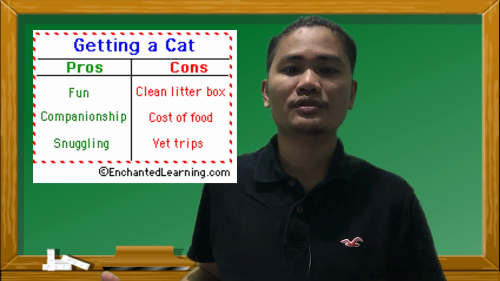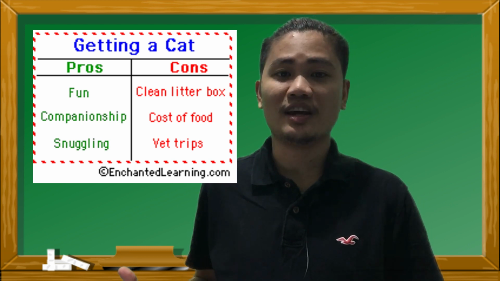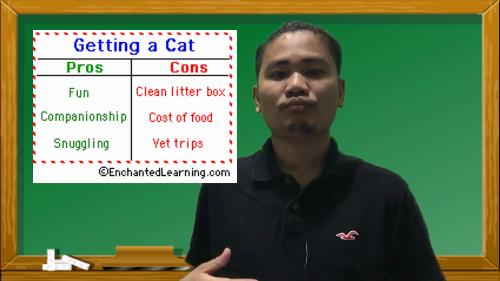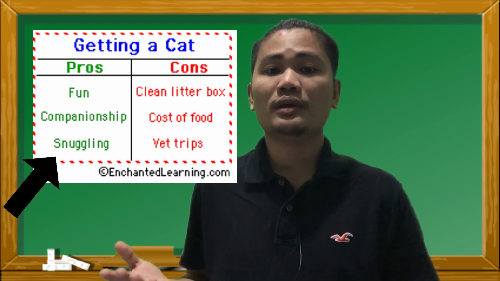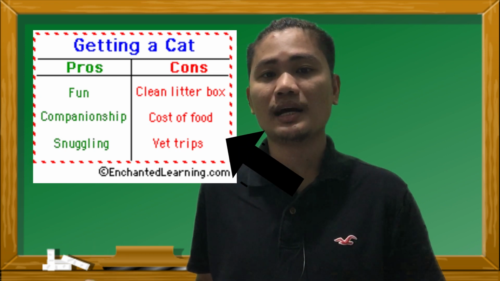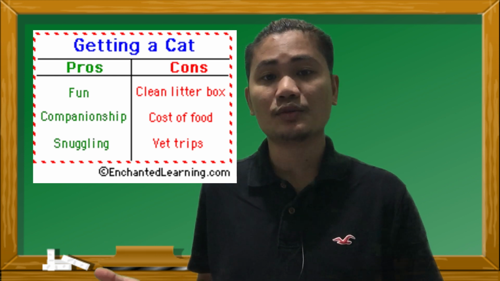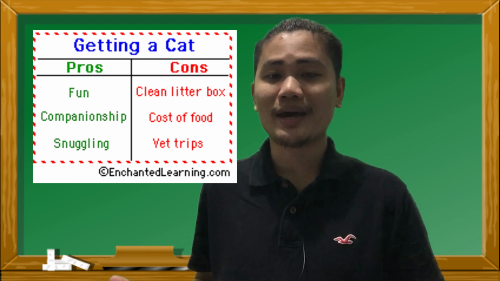In the example on screen, we can see the pros and cons of having a pet cat. On the side of the pros, we can write the benefits of having a cat, while on the other side, we can put the disadvantages or the consequences of having a pet cat.